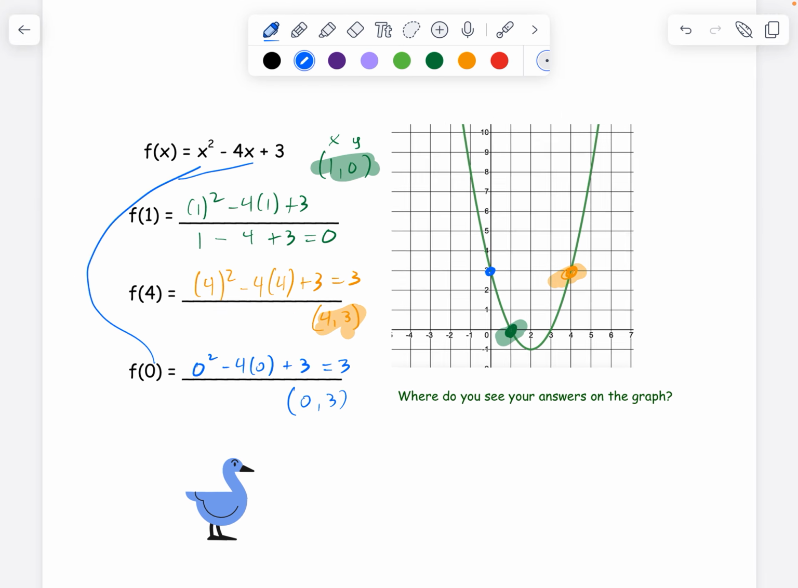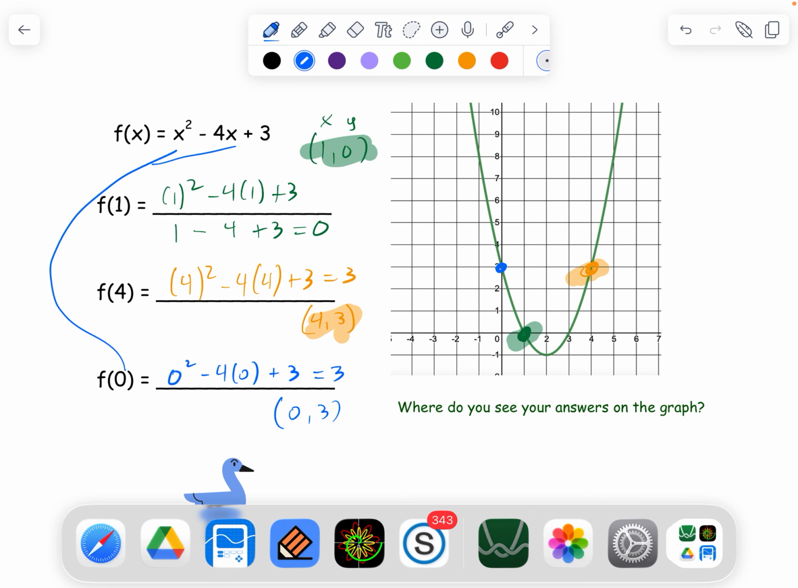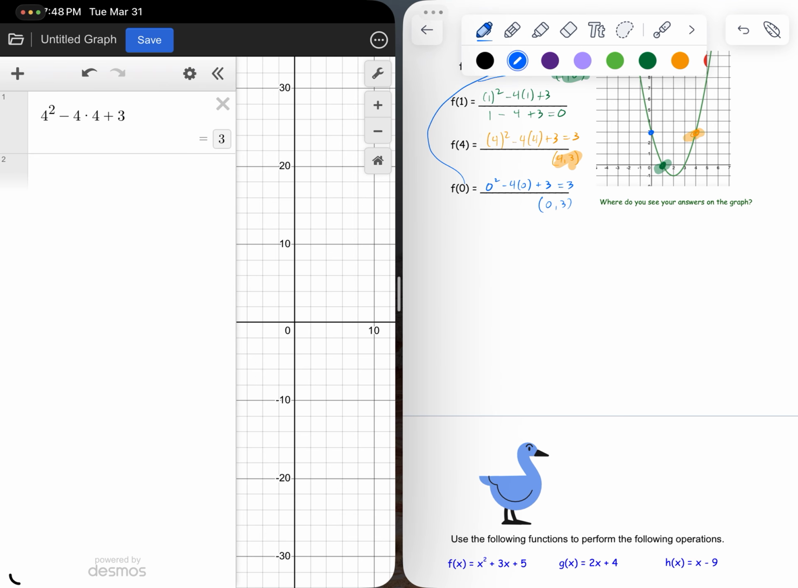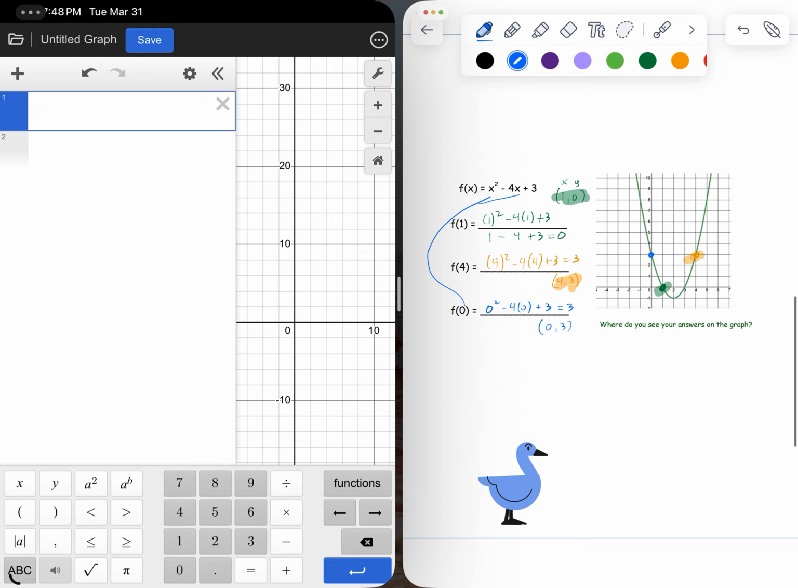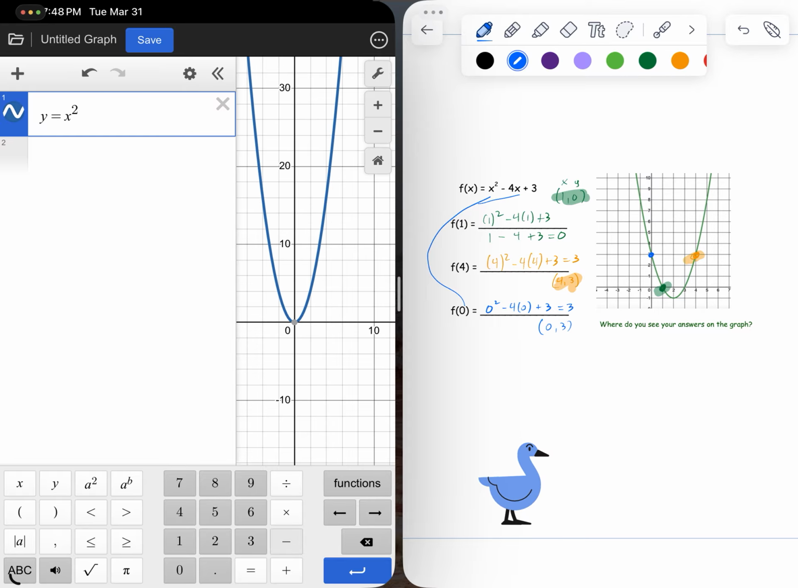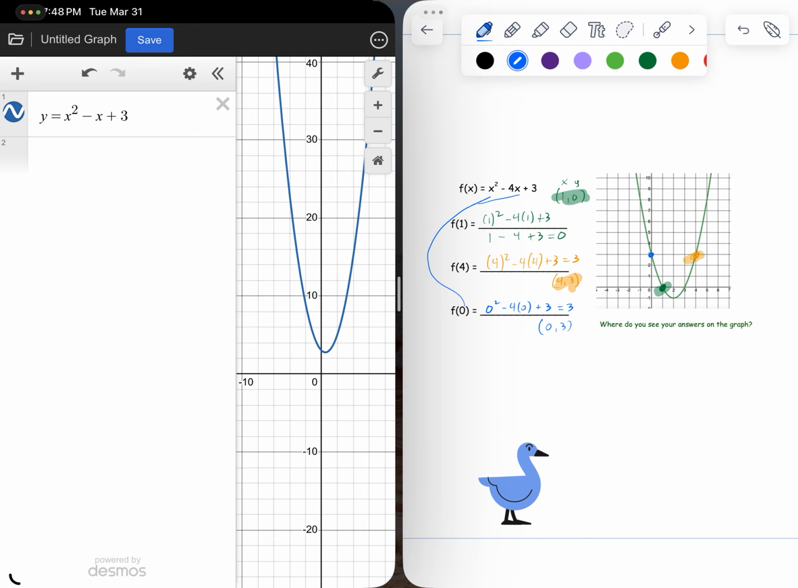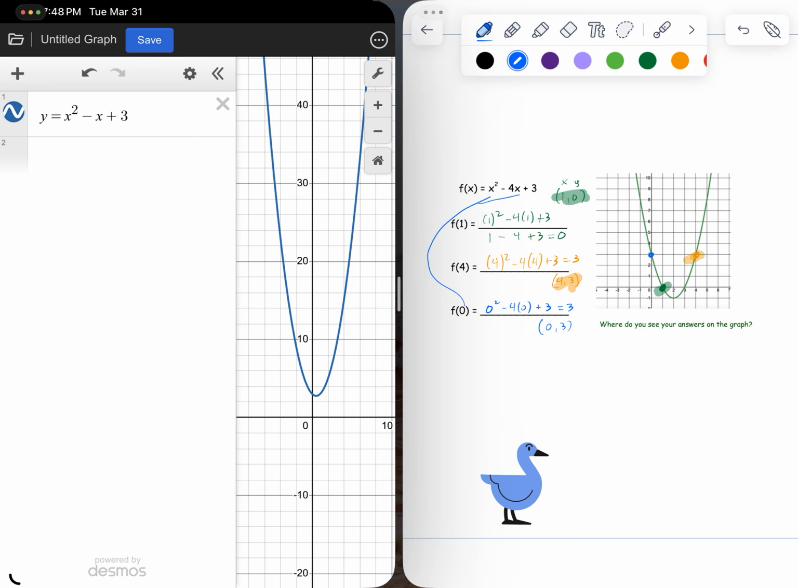And it works. Some more Desmos tricks for you, tricks of the trade. You can put in a function and kind of check your work. You can go y equals x squared minus 4x plus 3. And voila, it graphs it for you right there.